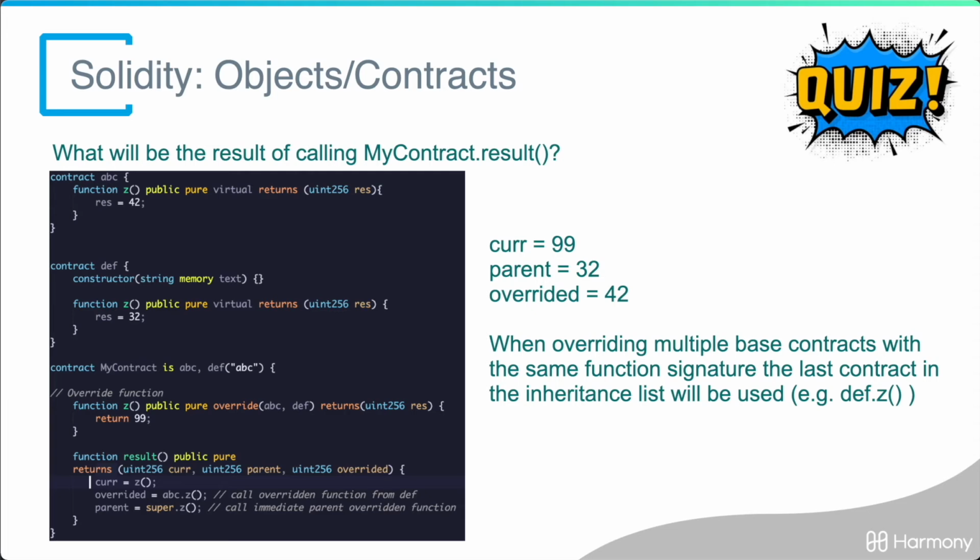The expected value is that cur will be 99, because it is calling the current function within my contract. Overridden is calling abc.z, which is 42, and parent is calling super.z, which happens to be the more immediate parent that overrides z, which will be 32. So that's what we're expecting as the result. When you're overriding multiple base contracts with the same function signature, the last contract in the inheritance list will be used, in this case, def.z.